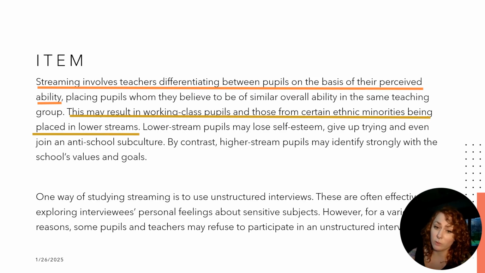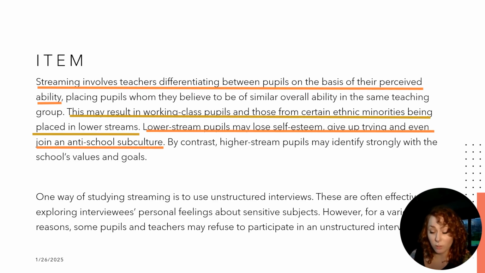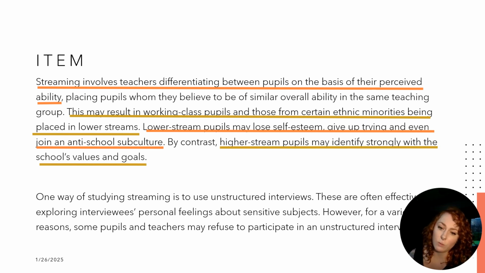This may result in working class pupils and those from certain ethnic minorities being placed in lower streams. So we can link that to our who. Lower stream pupils may lose self-esteem, give up trying, and even join anti-school subcultures. And again, that can link to our who and our what. These pupils are less likely to take part in research if it's a voluntary sample because they've got anti-school subculture. But in contrast, we've got our pupils who identify strongly with school's values and goals, i.e.